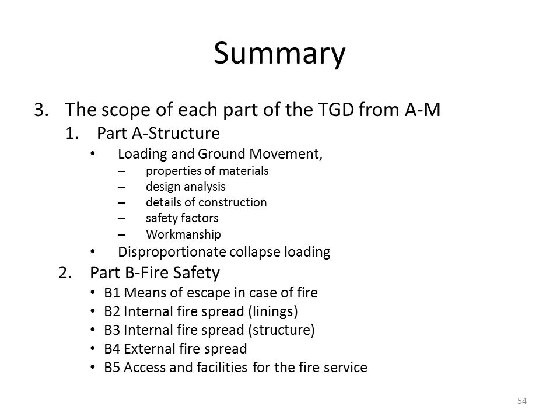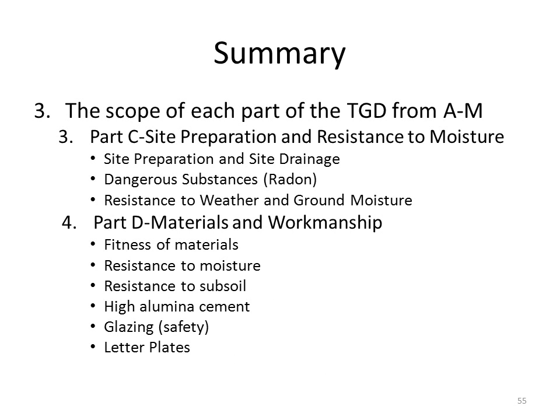B2, internal fire spread on linings. B3, internal fire spread on the structure. B4, external fire spread. And B5, access and facilities for the fire services. Part C then, site preparation and resistance to moisture, covered site preparation and site drainage. Dangerous substances such as radon, resistance to weather and ground moisture.